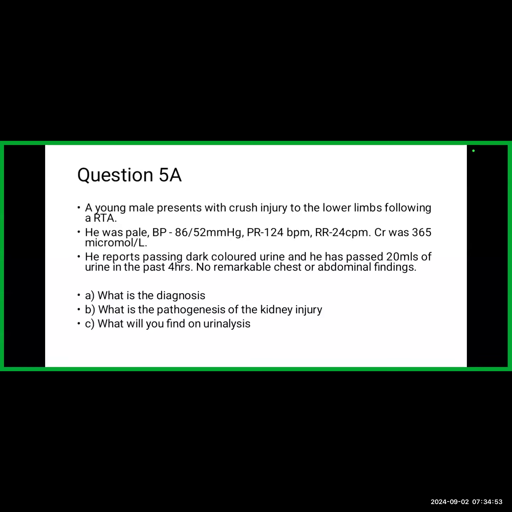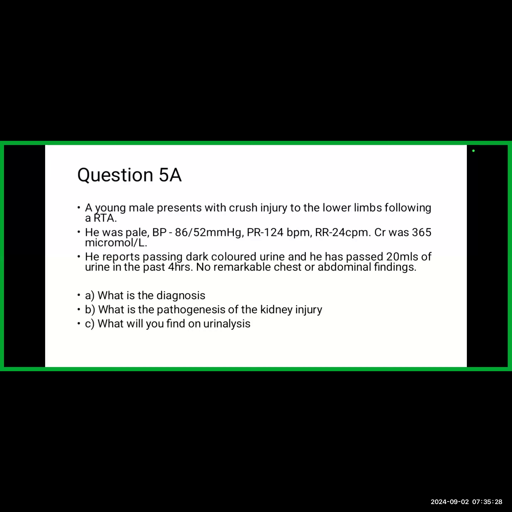Good morning, our facilitators, senior colleagues and colleagues. I'm presenting practice question 5A. A young male presents with crash injury to the lower limbs following a road traffic accident. He was pale. Blood pressure was 86 on 52. Pulse rate was 124. Respiratory rate was 24. And the creatinine was 365 micromoles per liter. He reports passing dark-colored urine, and he has passed 20 mL of urine in the past 4 hours. No remarkable chest or abdominal findings.